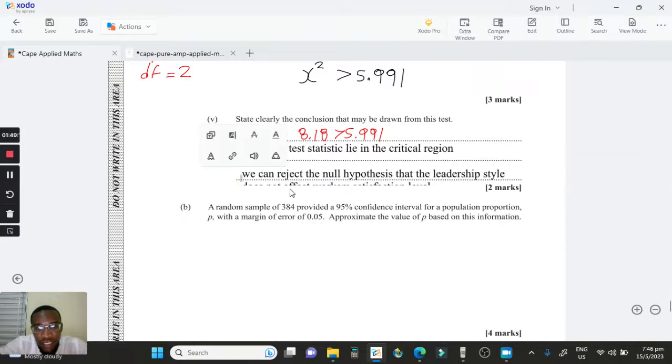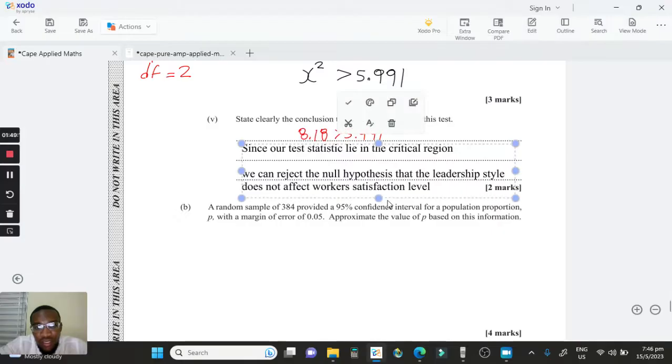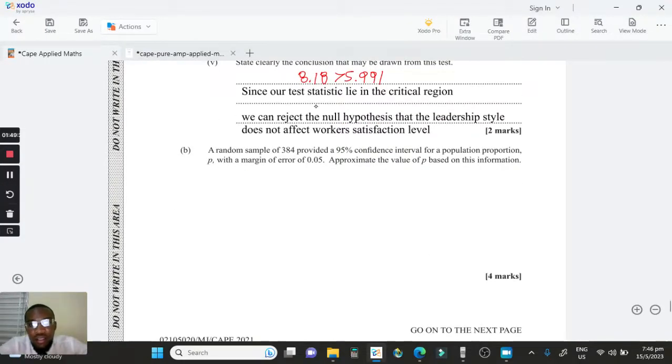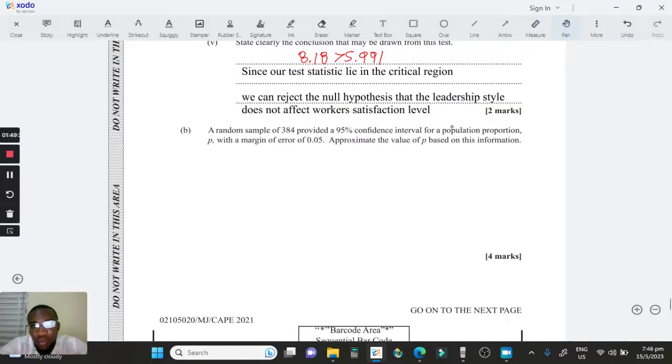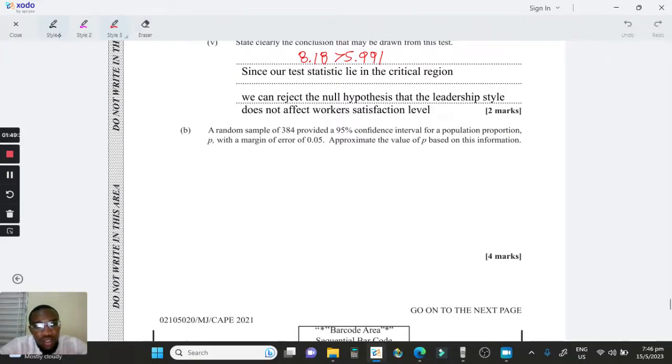And we finish. Now the next part says a random sample of 384 provided a 95% confidence interval for a proportion with a margin of error 0.05. Approximate the value of P. So first thing they tell us is n is equal to 384.